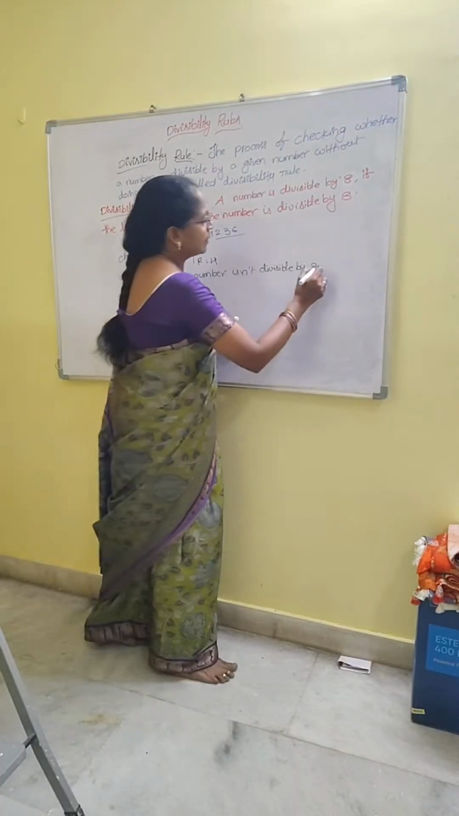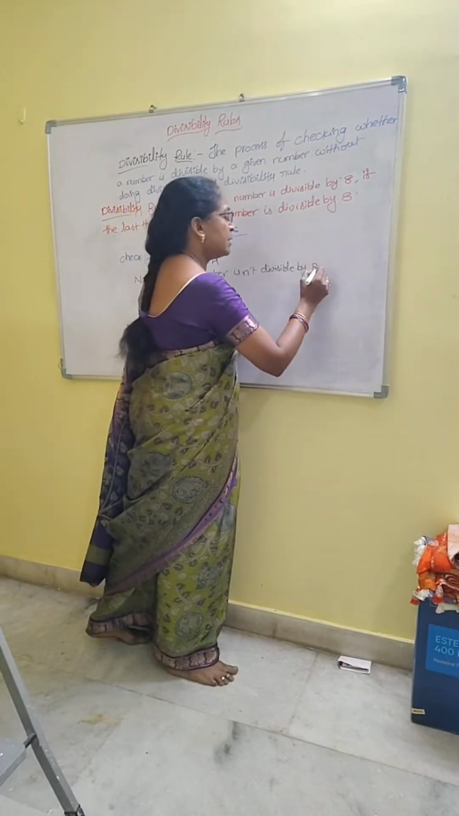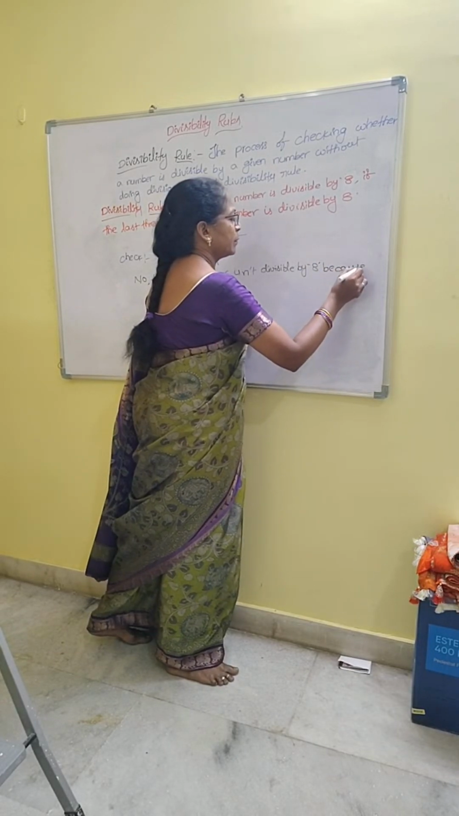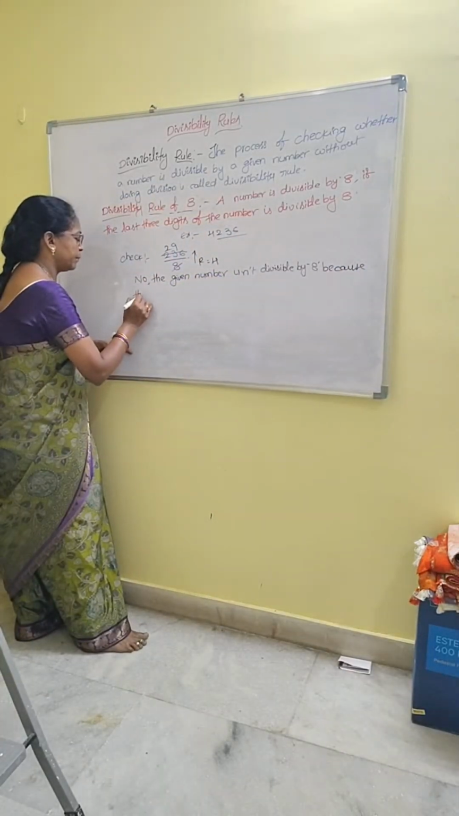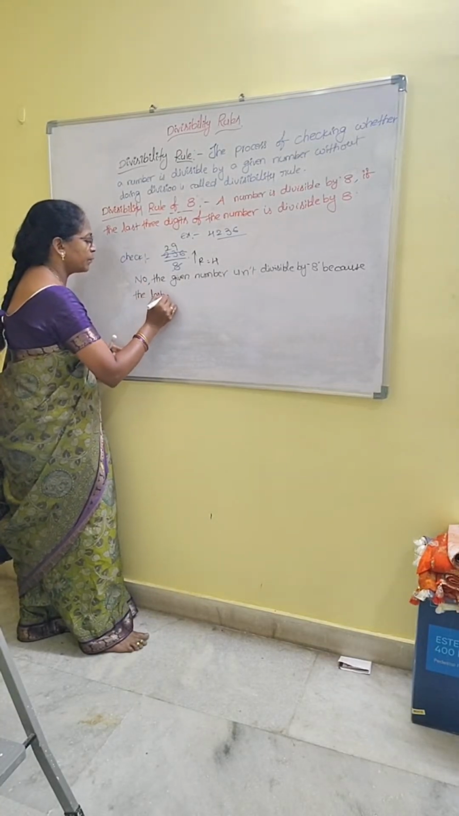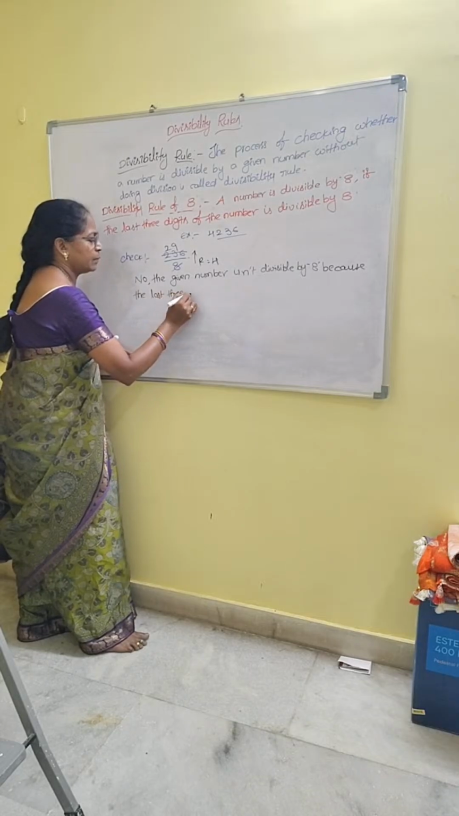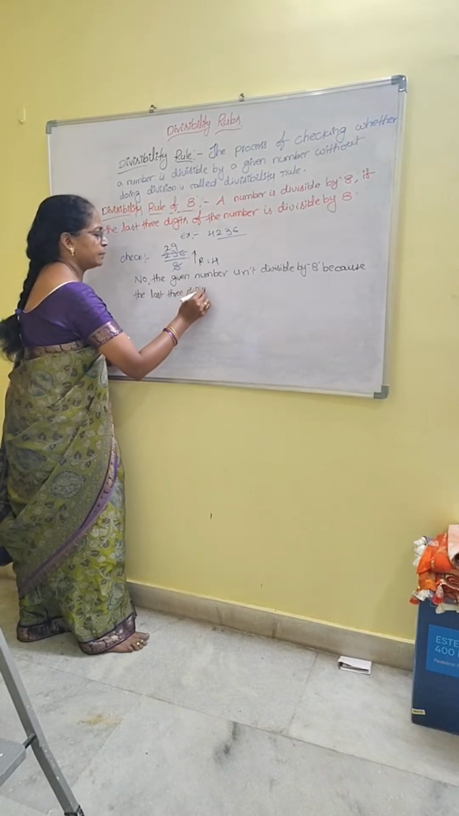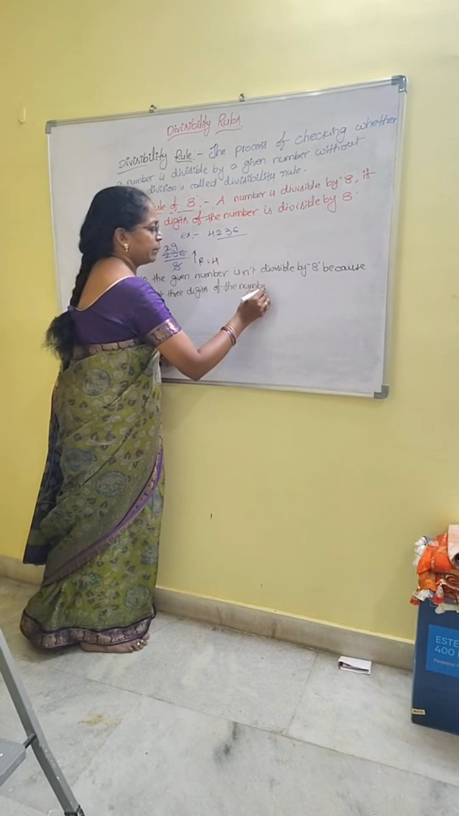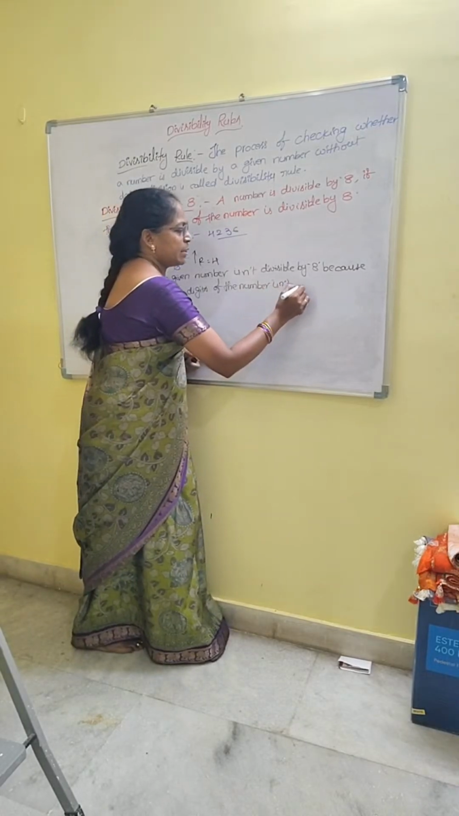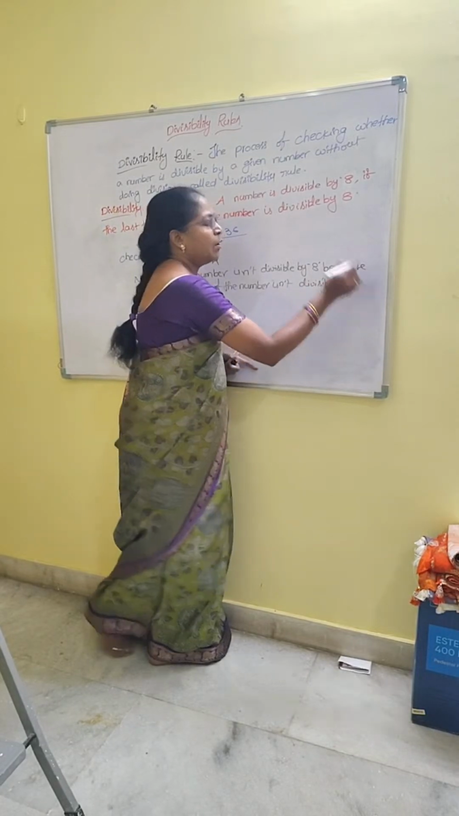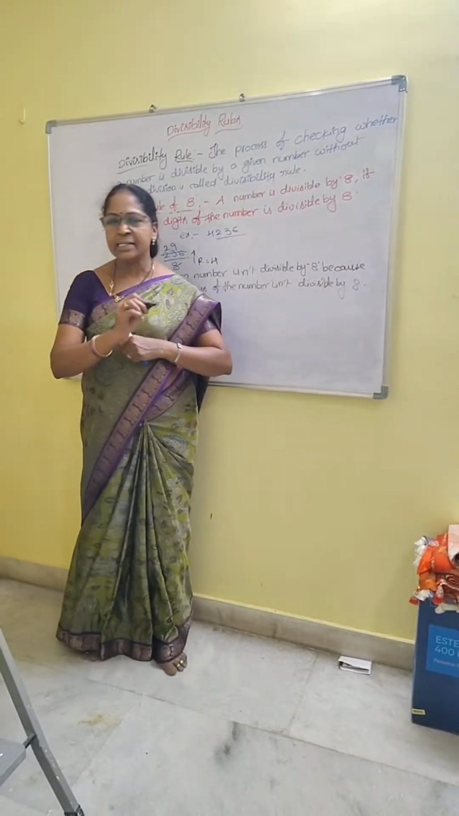Why? Because you can also write the reason. Because the last three digits of the number are not divisible by 8. That is the reason this number is not divisible by 8.